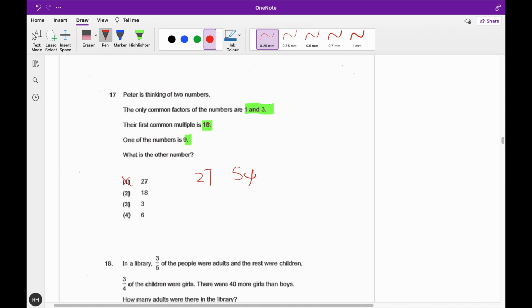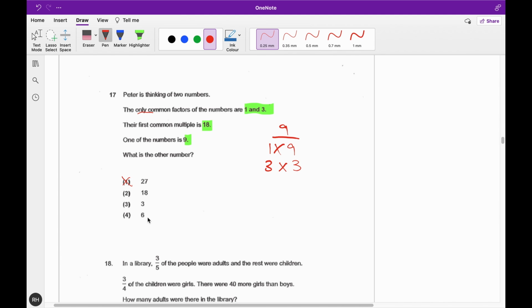Okay, so it's impossible to get 18. So option 1 is definitely out. Alright, so the next hint that we have is that the only common factors, okay, so the keyword here is only common factors, is 1 and 3. So let's take a look at the factors of 9. We have 1 times 9, and we have 3 times 3.